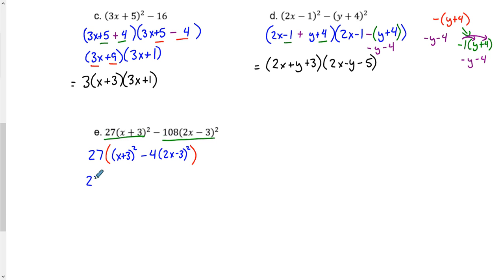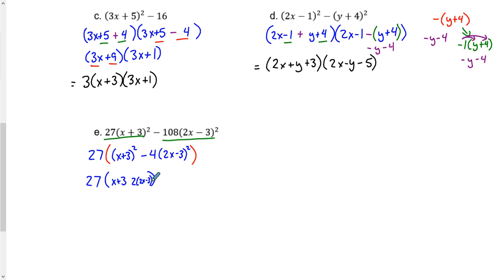Alrighty. So continuing on, we have a square. We're subtracting the square. So the square root of x plus 3 squared is an x plus 3. The square root of 2x minus 3 squared will be a 2.